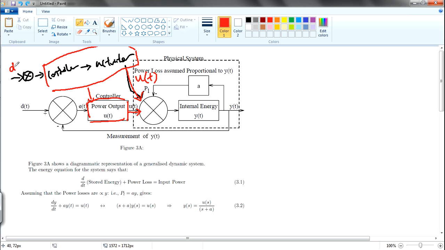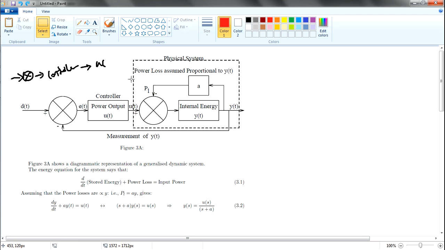So this is the dt. It just passes into the summation. I hope you get what I mean. You're just replacing power output with the controller and actuator. I just want to let you know.